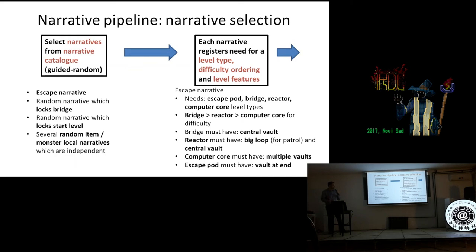Within the bridge level, there must be some sort of central vault. The reactor must have a big loop for my patrol and a central vault for my button. And the computer core must have multiple rooms with computers in them. And the escape pod must have a vault at the end for the escape pods to go in. So just to reiterate, each narrative is going in and saying, these are my list of demands for the level generation code. So it's narrative first. The narratives specify what they need, and the level generator is meant to try and satisfy that.